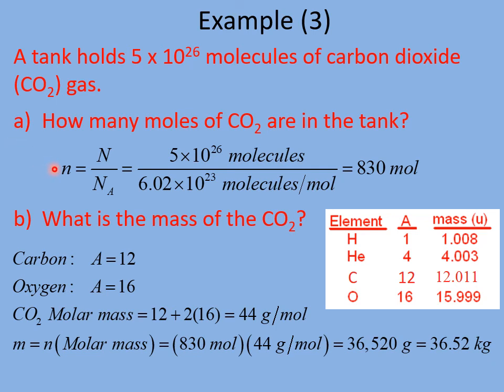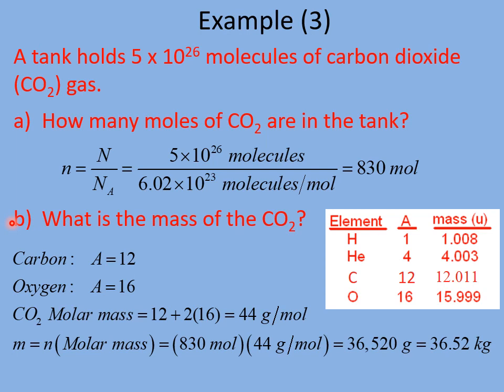So here we've got our number of moles is equal to the number of molecules, which is 5 times 10 to the 26th, divided by Avogadro's number, which is 6.02 times 10 to the 23rd. And this can be done easily on your calculator in scientific notation to give you the answer of 830 moles of CO2. Part B, what is the mass of the carbon dioxide?